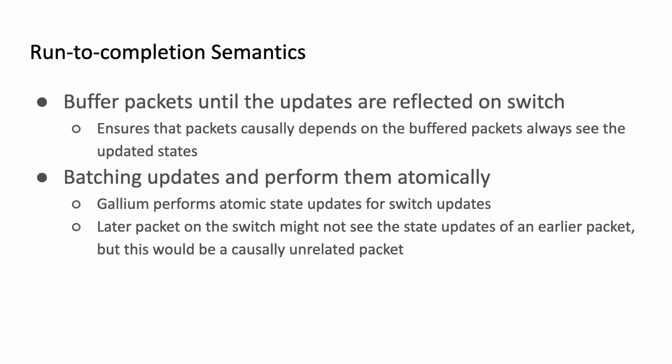So, instead of directly updating switch states on the fly when processing the packet on the Middlebox server, Gallium will first batch all these updates and wait until this packet is fully processed by the Middlebox server.